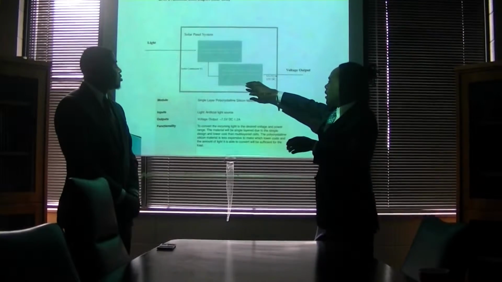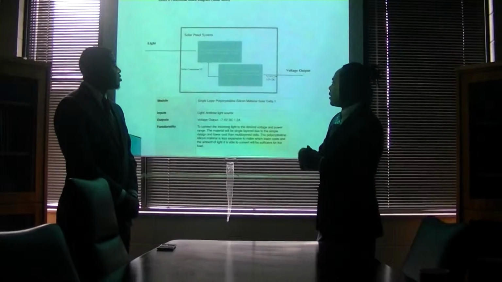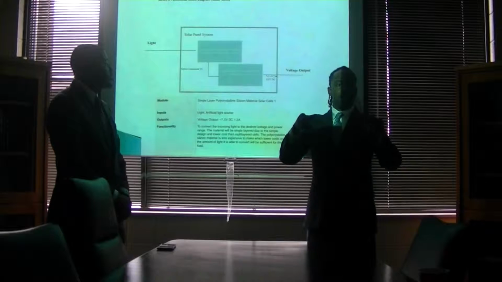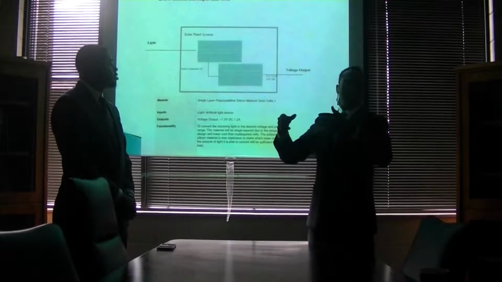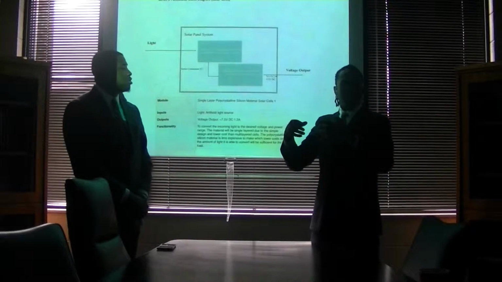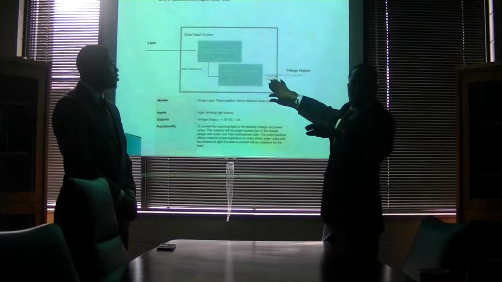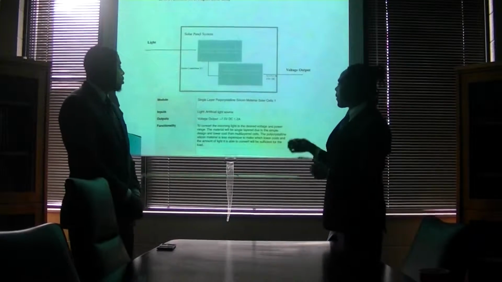Then, as you can see, it's going to go down into our single layer polycrystalline silicon material 2, which is going to be the other solar panel, wired in either series or parallel, which we'll probably choose series due to it giving off more voltage. And as you can see, both of the solar panels together give off 15 volt DC power.